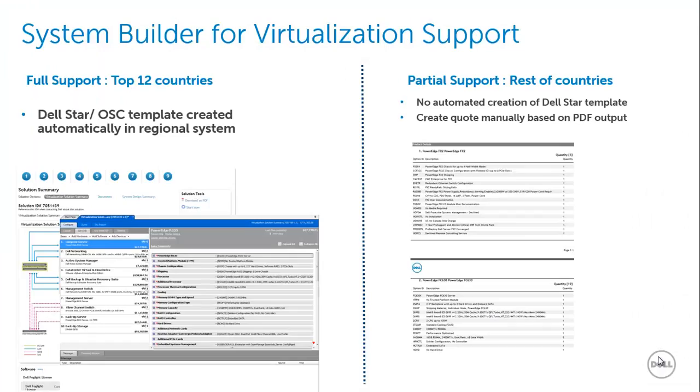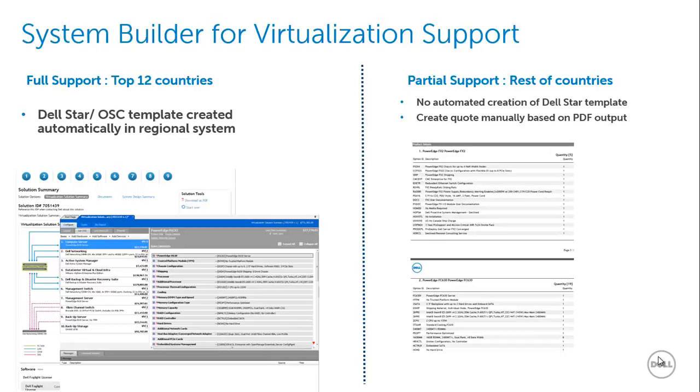Now, finally, there are two types of support models that we have for System Builder. In the top 12 countries, US, Canada, Australia, Japan, China, India, Brazil, Mexico, and the three European countries of UK, France, and Germany, you basically have the automatic integration, if you will, through System Builder along with OSC or Dell Star, whatever system that is actually being used in that region.